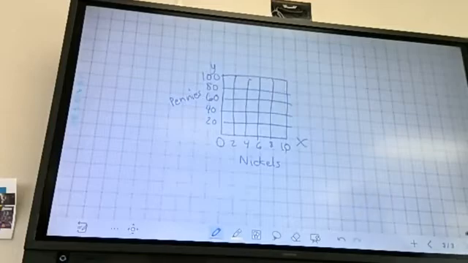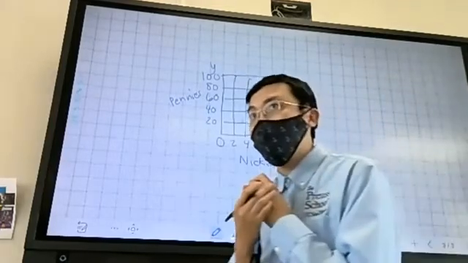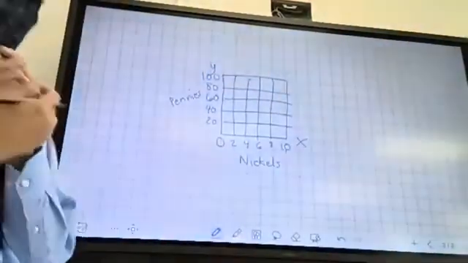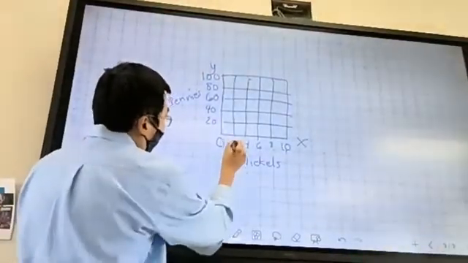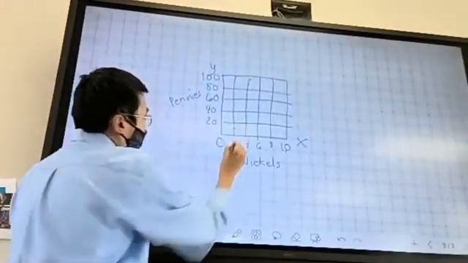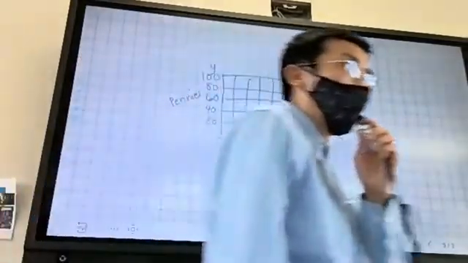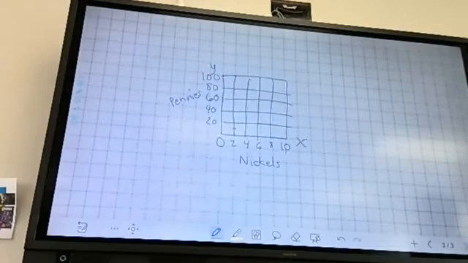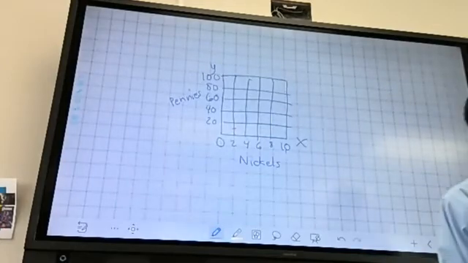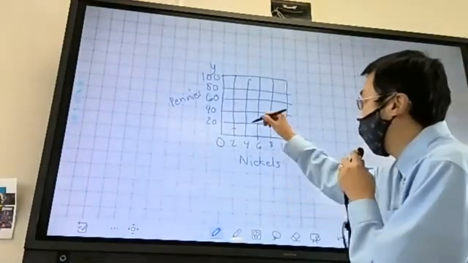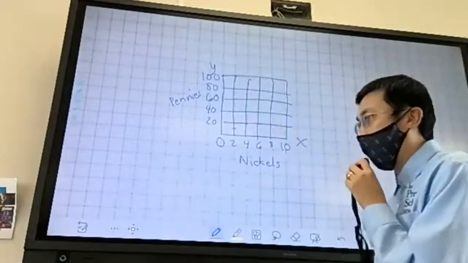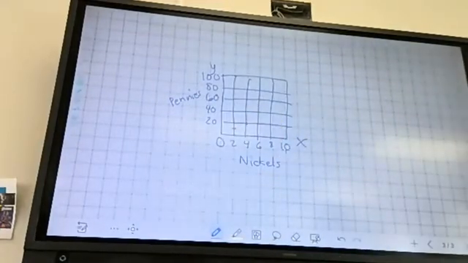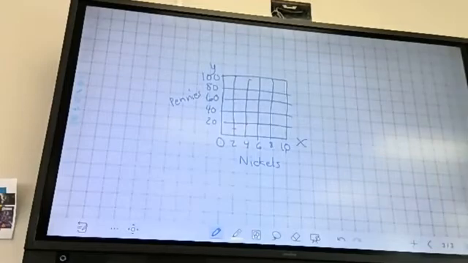What about if I had 2 nickels? It'll be 10 cents, right? So for 2 nickels, I would have 10 cents. So that's between the 0 and the 20. What if I had 4 nickels? 20 cents, right? So I think you guys know how to fill out the table. So go ahead and do that between the relationship between nickels and pennies.